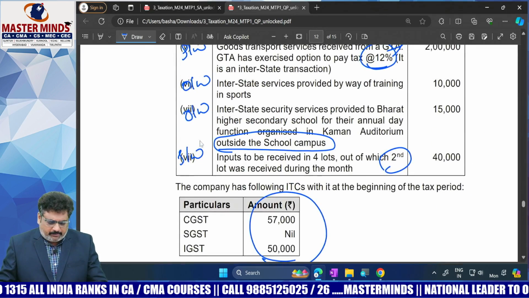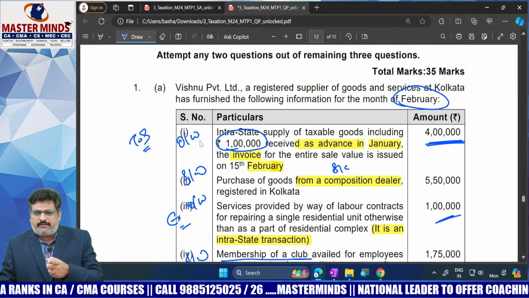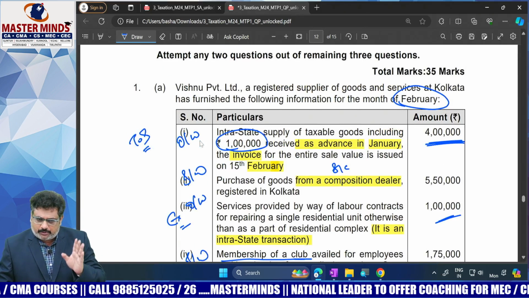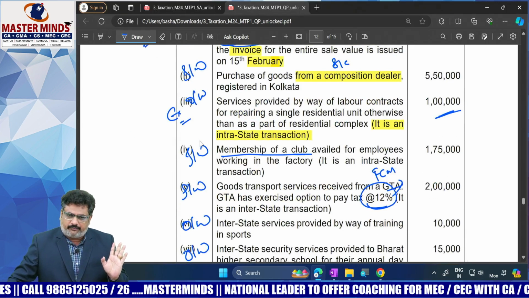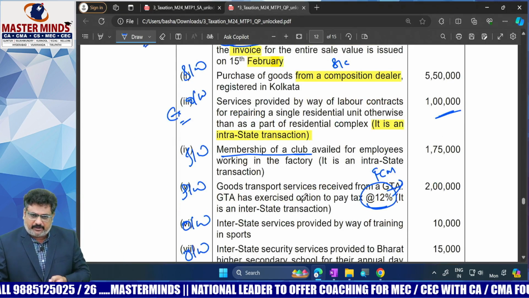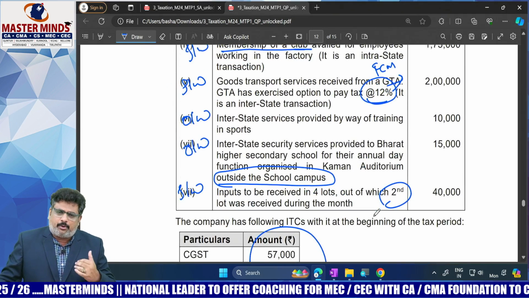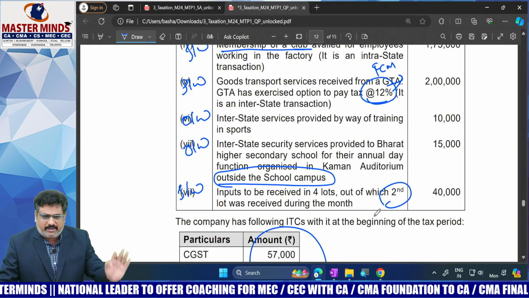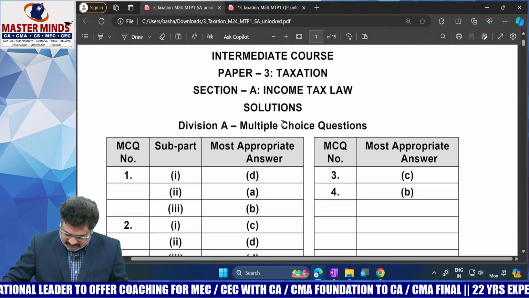How to compute step 1? See the outward supplies in this. On that, if it is exempted, there is no need to pay any output tax. If it is not exempted, you need to pay the output tax. Step 2, computation of ITC. See the inward supplies identified. In that, if it is eligible for ITC, add it to the opening ITC. If it is ineligible, ignore it. As simple as that. Okay. You can check the answer also.